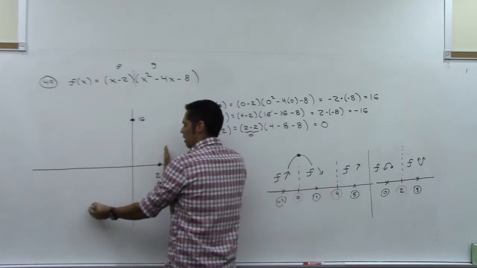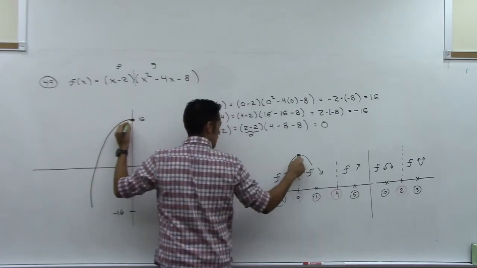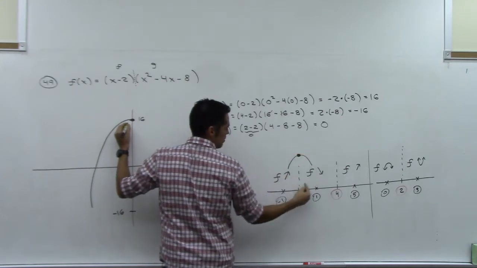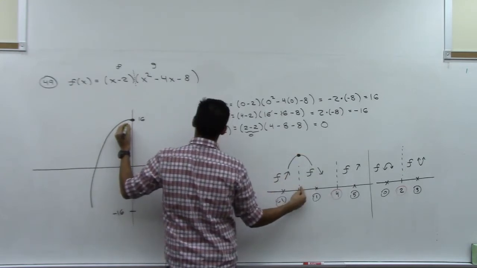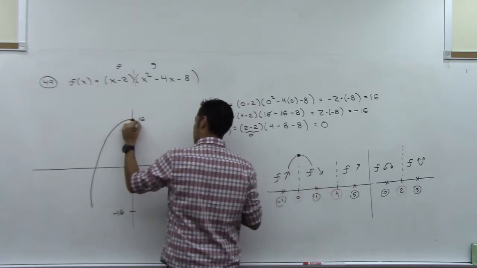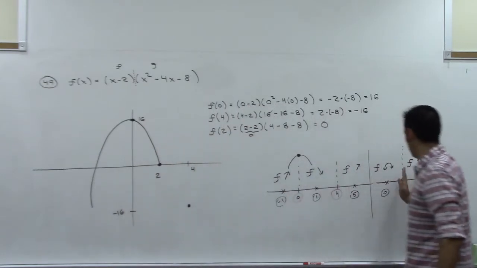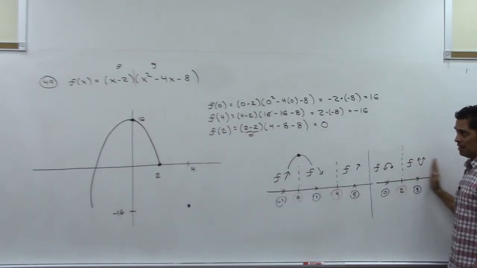And it's got to be increasing here. Got to go to the top, right? And then it's got to start going down. See, between 0 and 4, it goes down. So this has got to start coming down, and it's still got to look like a frown. But once I get to 2, it's got to start looking like a smile.